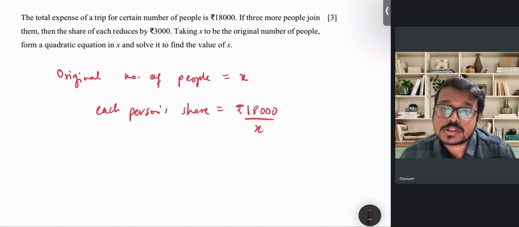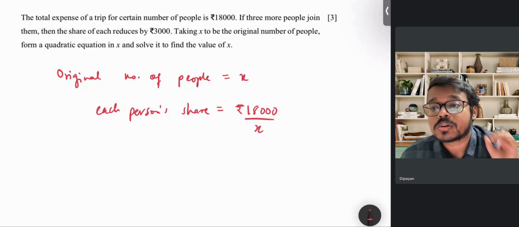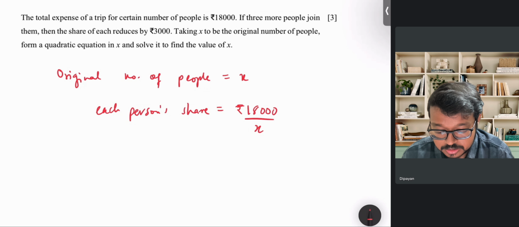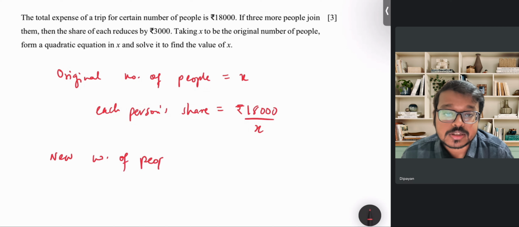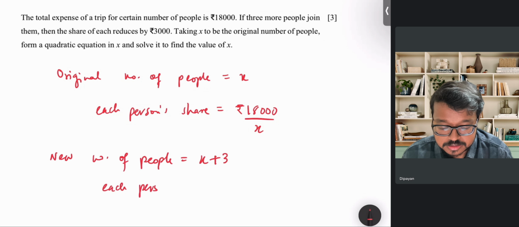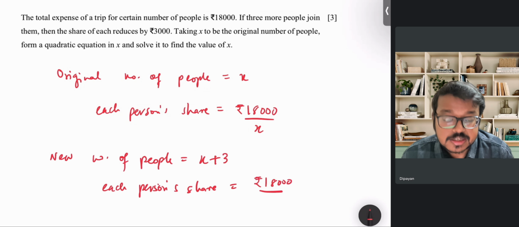Then later if three more people join, the share of each will reduce by 3,000 rupees, but the total expense of the trip will be the same. So in the new situation, the new number of people, there are three more people, so x plus 3, and therefore each person's share now will be 18,000 divided by the new number of people, which is x plus 3.